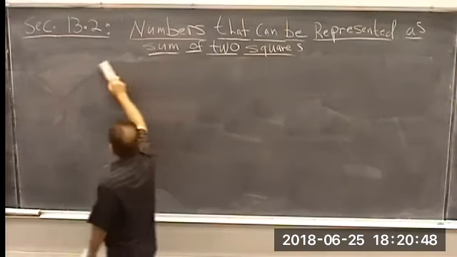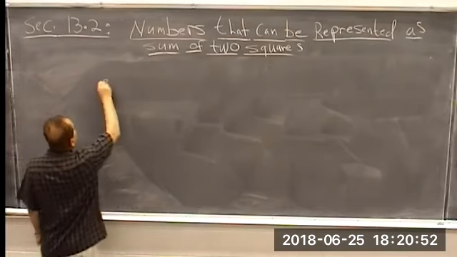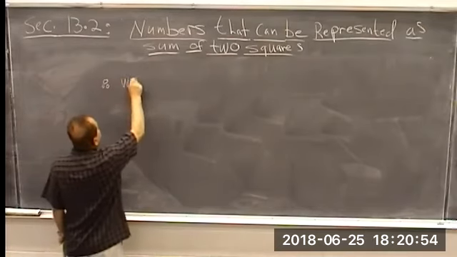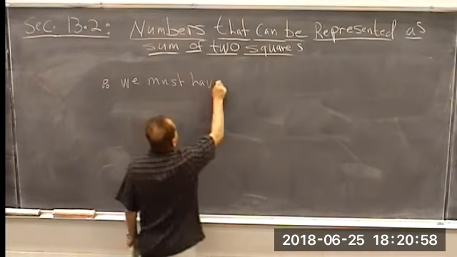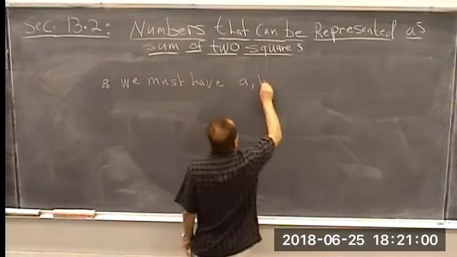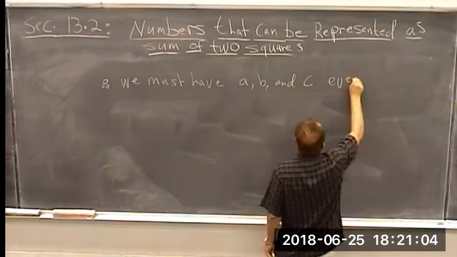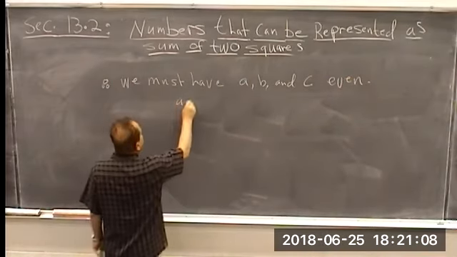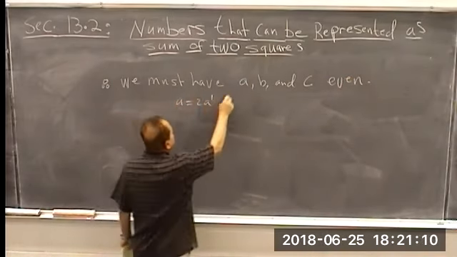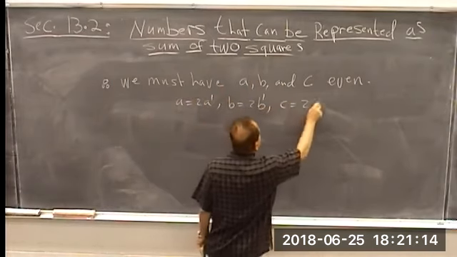Now, this forces, therefore, that we must have A, B, and C even. And let's say that we have A equal to 2A prime, B equal to 2B prime, C equal to 2C prime.